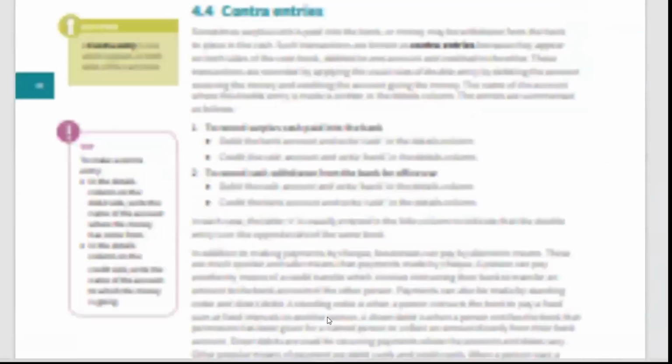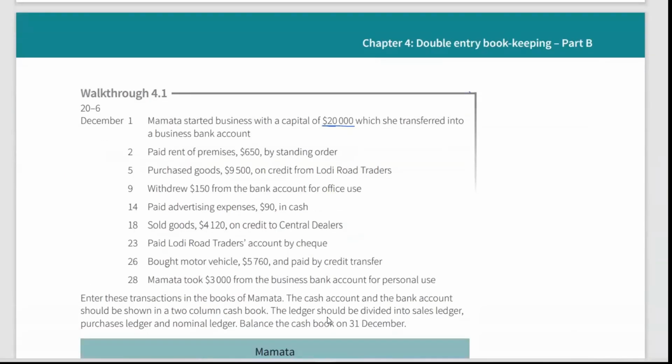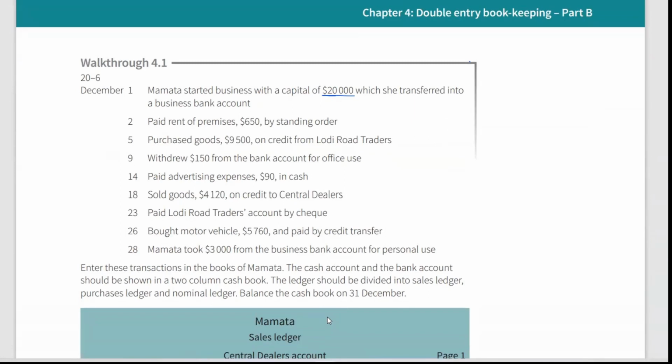We'll go on to the next transaction, which says paid rent of premises 650 by standing order. Standing order means? Saleh, go ahead. Sir, a standing order is when you pay a fixed amount every month, at fixed intervals. Intervals. Okay.